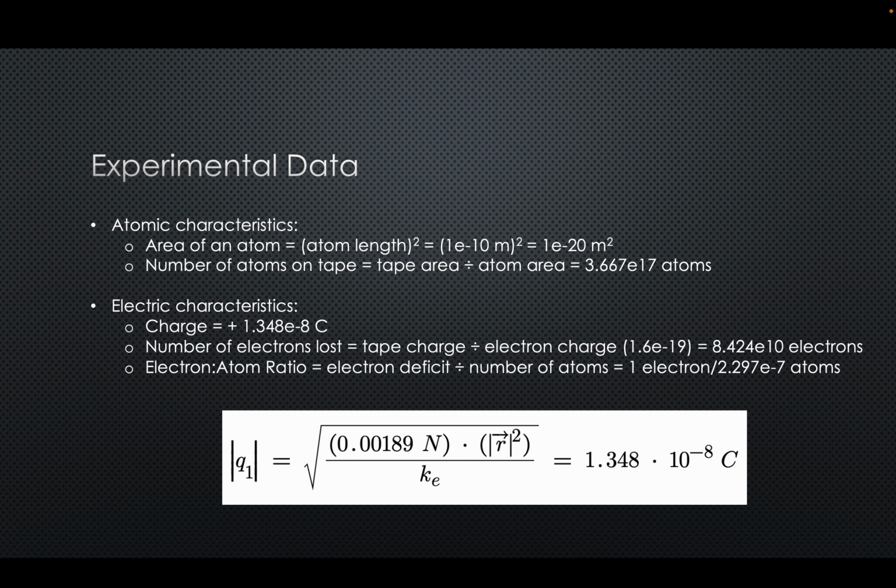And then the area of an atom was found by squaring the length of an atom, and the number of atoms on the tape was estimated by dividing the tape's area by the area of an atom. And then the charge was found using the equation below, or rearranging the electric force equation. And the number of electrons lost was found by dividing the tape's charge by the charge of an electron, and the electron-atom ratio was found by dividing that deficit by the total number of atoms in the tape.